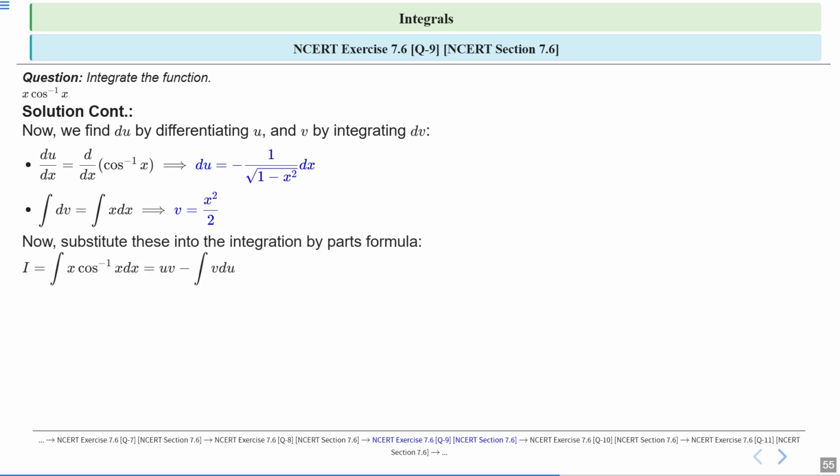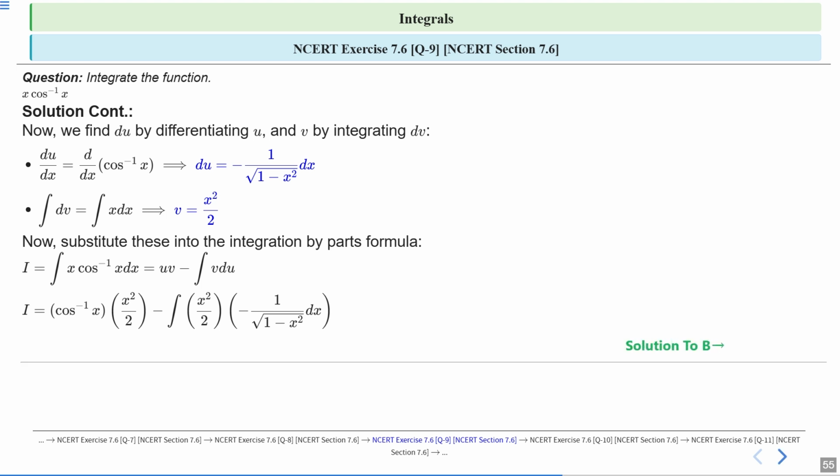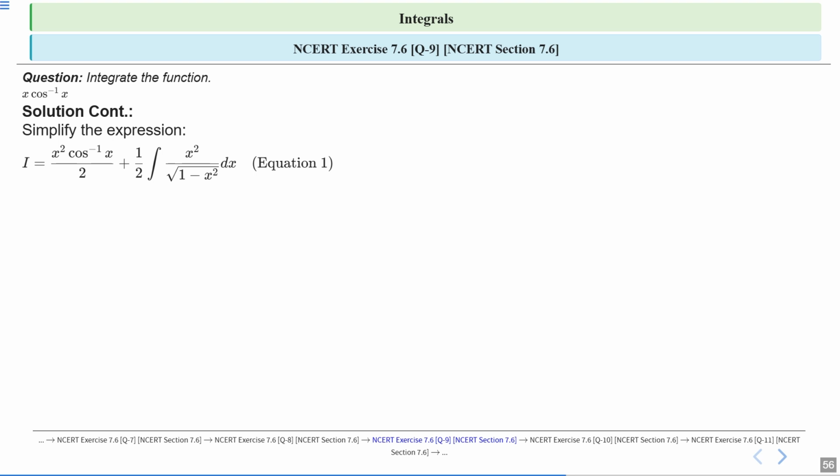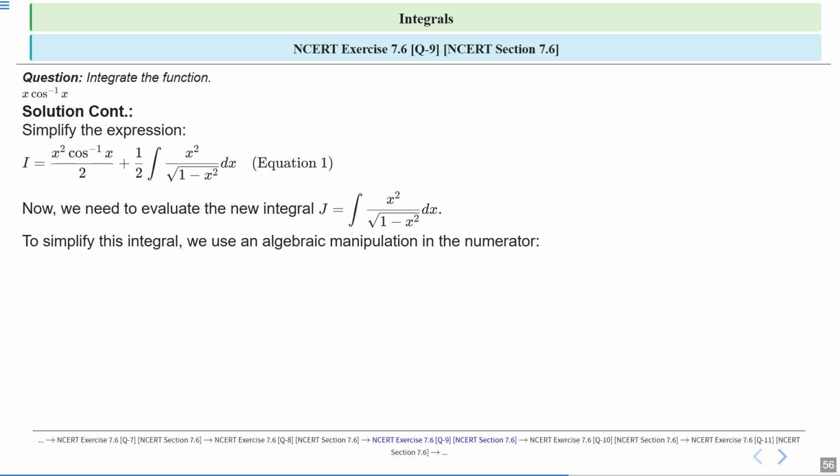Now substitute this into the integration by parts formula. For u, we put cos⁻¹x. For v, x square by 2. And the same, we just substitute the value of v and du. Now simplify the expression, that is x square cos⁻¹x by 2 plus 1 by 2 integration x square by root under 1 minus x square dx. Now we need to evaluate this new integral, x square by root under 1 minus x square dx.